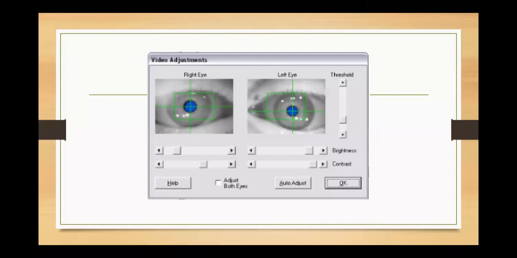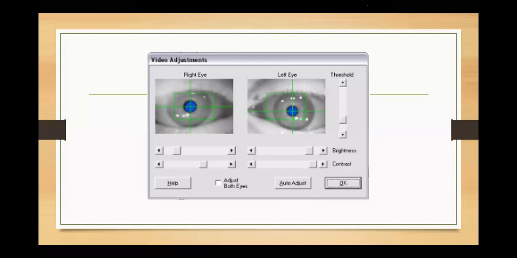When the eye is moving on the left side, the crosshairs will follow the left side, and if it's moving on the right side, it will follow the right side. So in the ENG, when the eye moved towards the active electrode, we recorded a positive deflection, and when the eye moved towards the other side, away from the active electrode, we recorded a negative deflection.